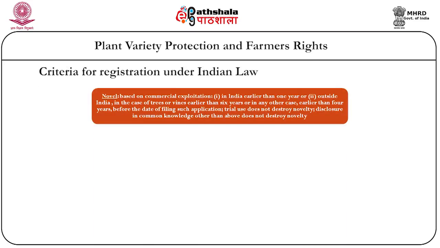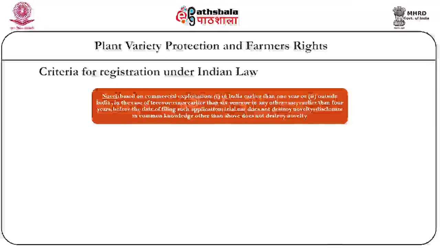Now, the Act requires that any of these varieties must be novel, distinct, uniform and stable. So, what are these characteristics? Novelty in plant variety protection is based on commercial exploitation, either in India not earlier than 1 year, or outside India, in the case of trees and vines not earlier than 6 years, and in other cases not earlier than 4 years, before the date of filing of such application.